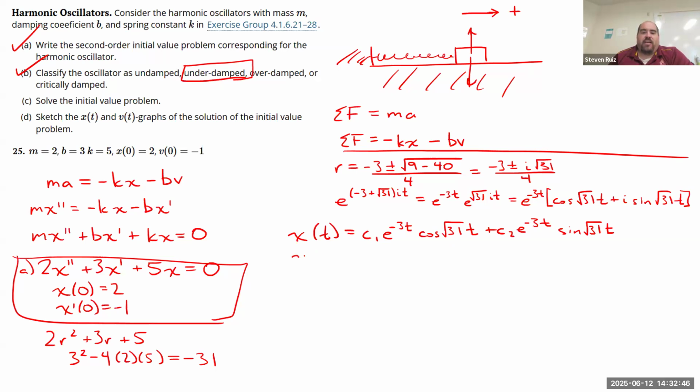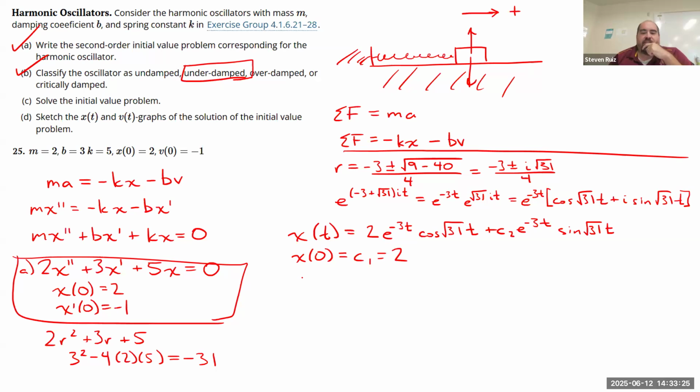So what is x naught, or x of 0? That should be equal to c1 times 1 times 1 plus c2 times 1 times 0. So I should get c1 for free. So c1 equals 2. Okay, so that's one constant. It's not unknown to me anymore. I'm going to go ahead and drop it in, which should make my life easier in finding c2.